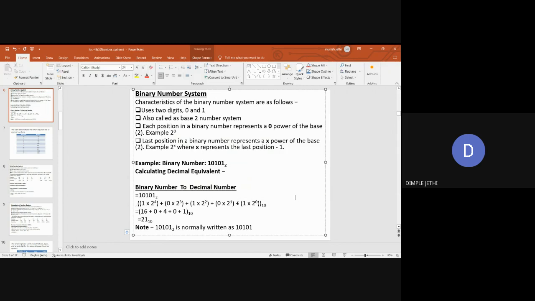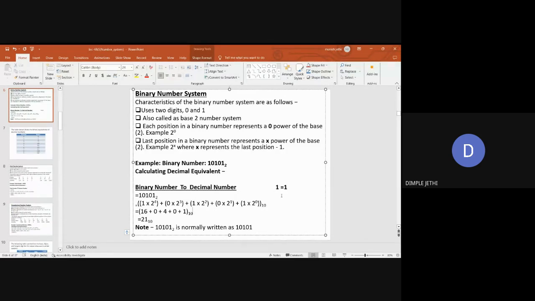See what I'm saying? If only this 1 is there, first number 1. Okay. So here, this 1 is the binary number for decimal 1. Why? Because at this position, any number to the power 0 gives you 1. So this 1 into 1 will give you 1.